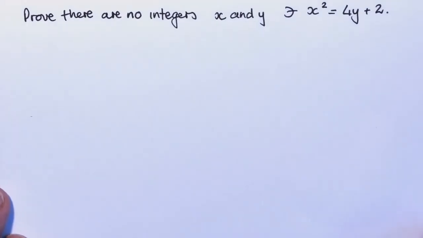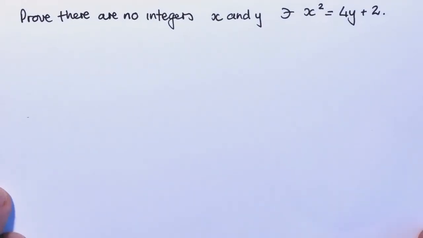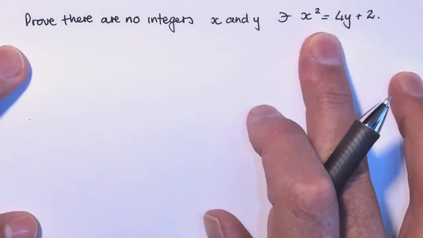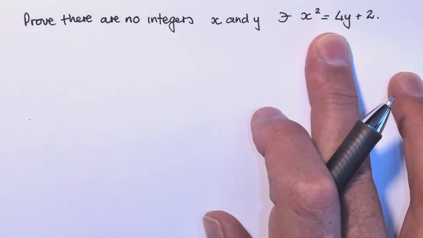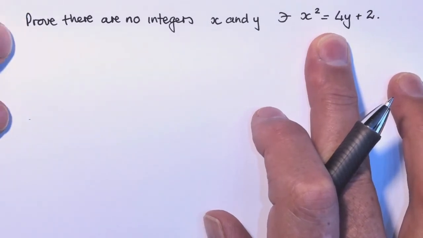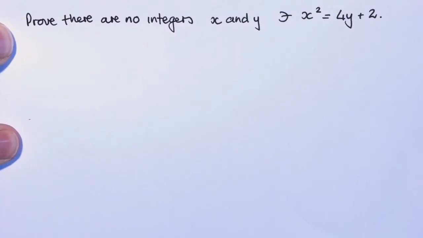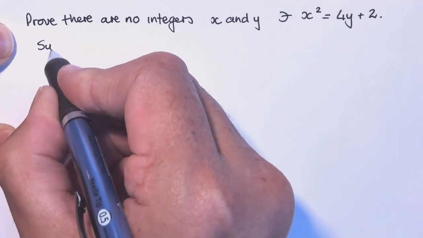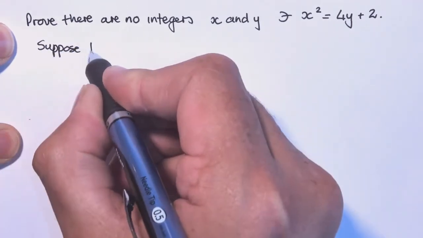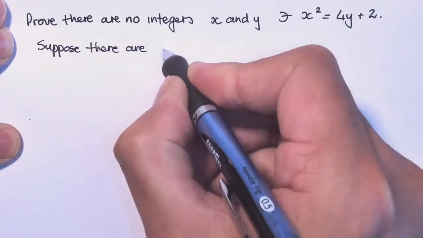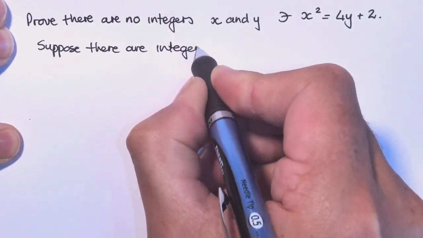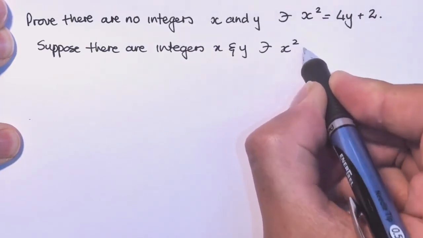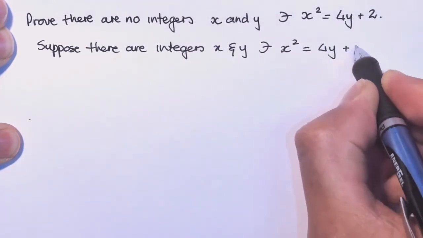This one says, prove there are no integers x and y such that x squared is equal to 4y plus 2. Now we're going to do this by contradiction again. So we're going to suppose there are integers x and y such that x squared is equal to 4y plus 2.